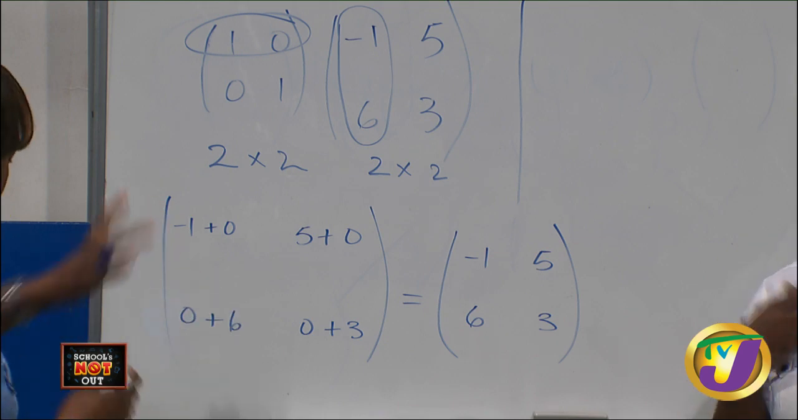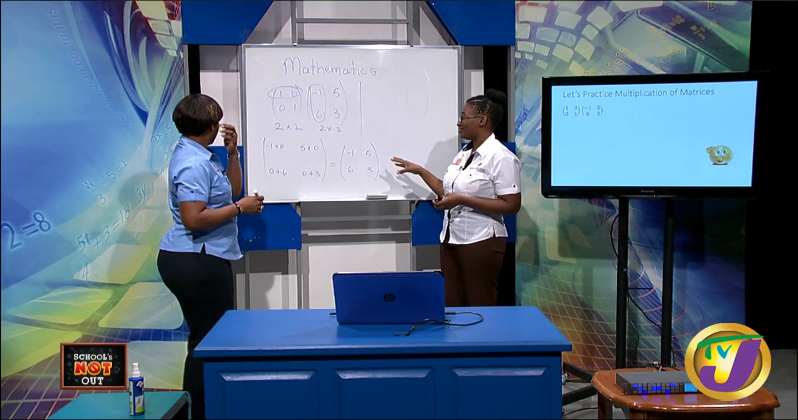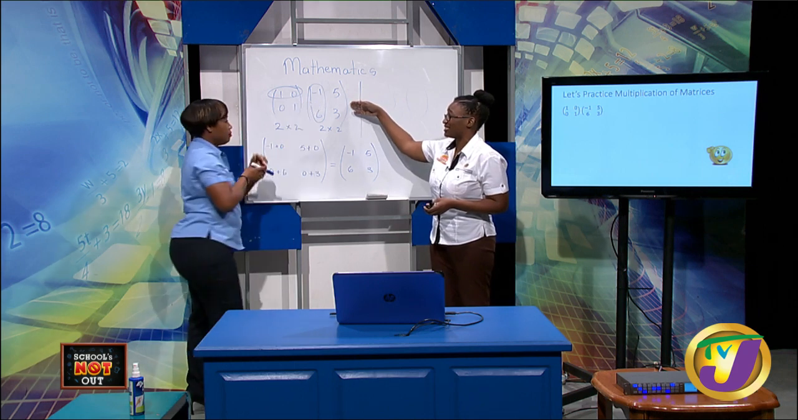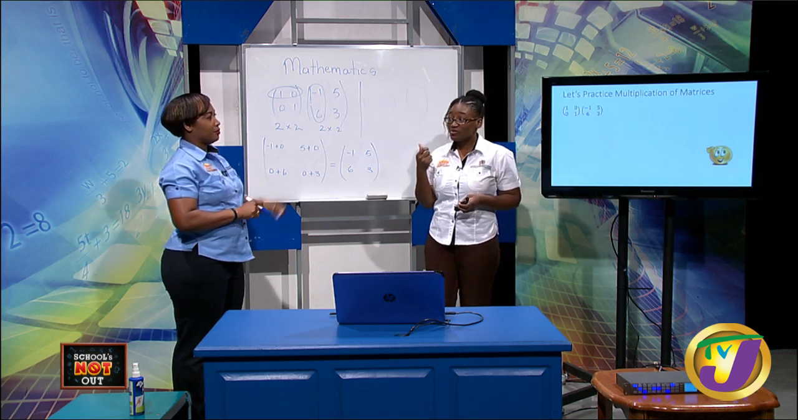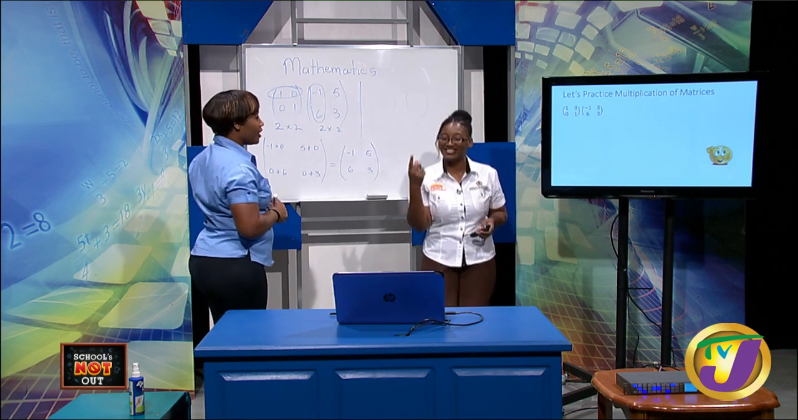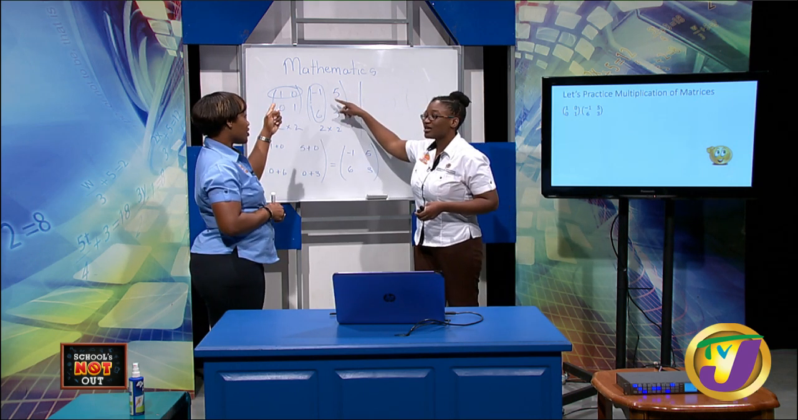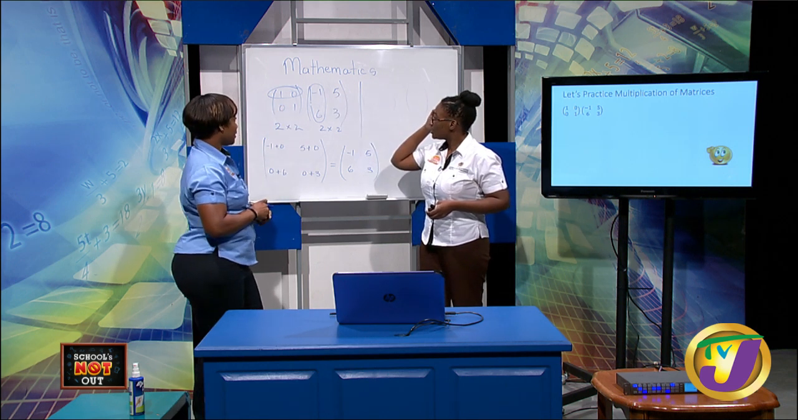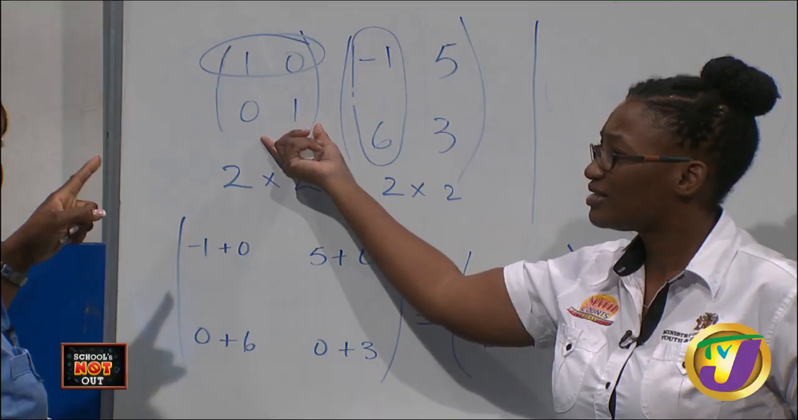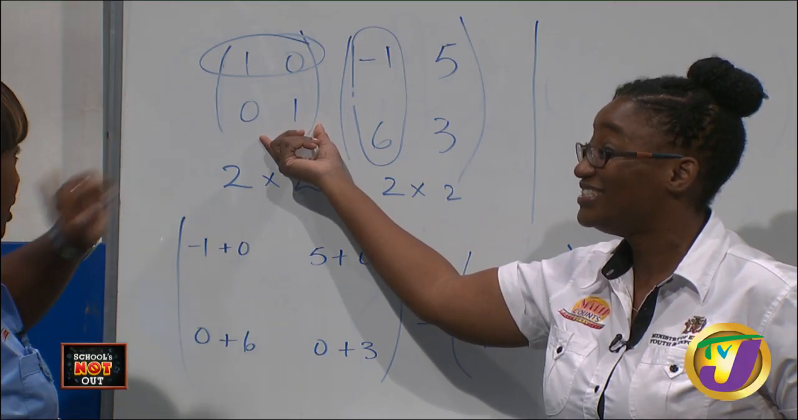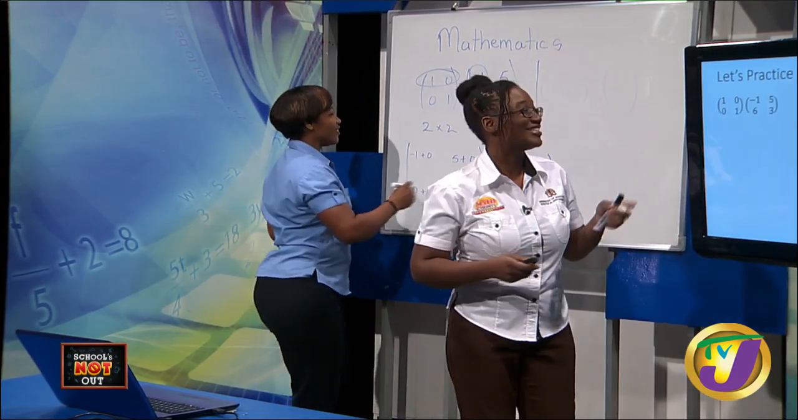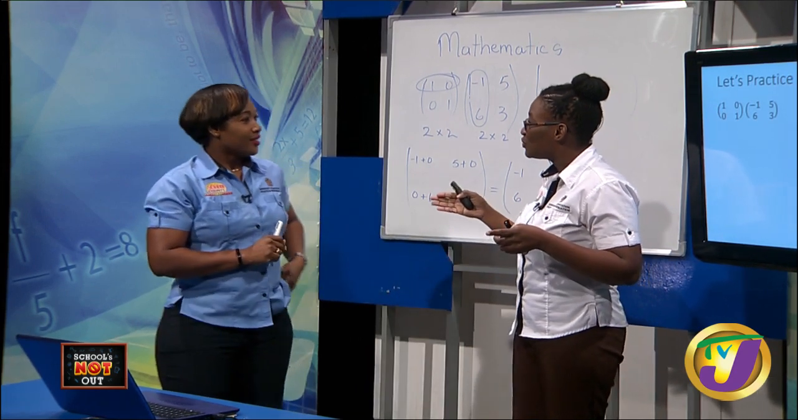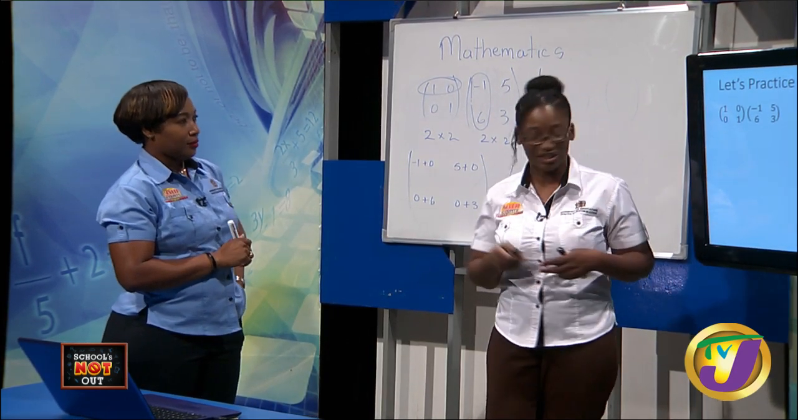I'm noticing that this looks the same as this. So what does it say about this? Well, we normally learn that whenever you multiply something by the identity, the value is unchanged. So the matrix remained. We can say then that this is the 2 by 2 identity matrix for multiplication. That's important. All right, so 1, 0, 0, 1 is the 2 by 2 identity matrix for multiplication. Important point.